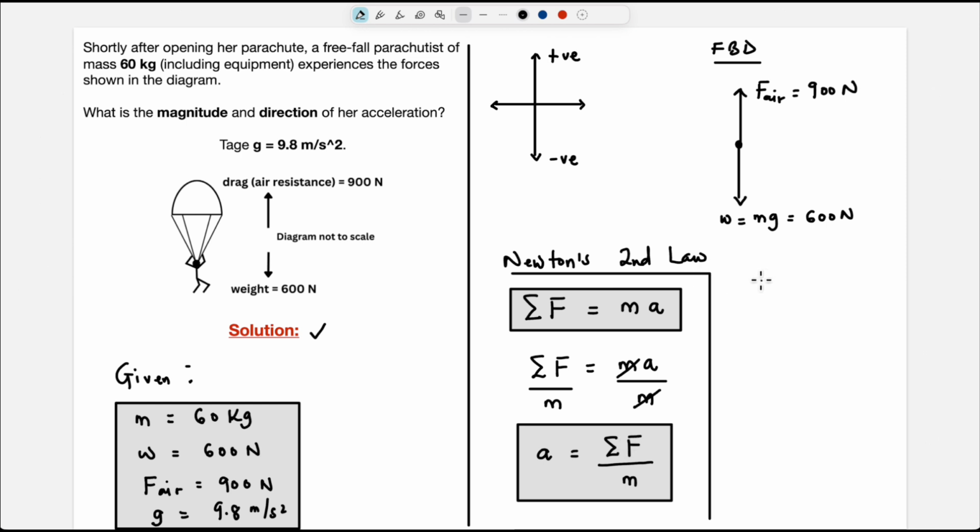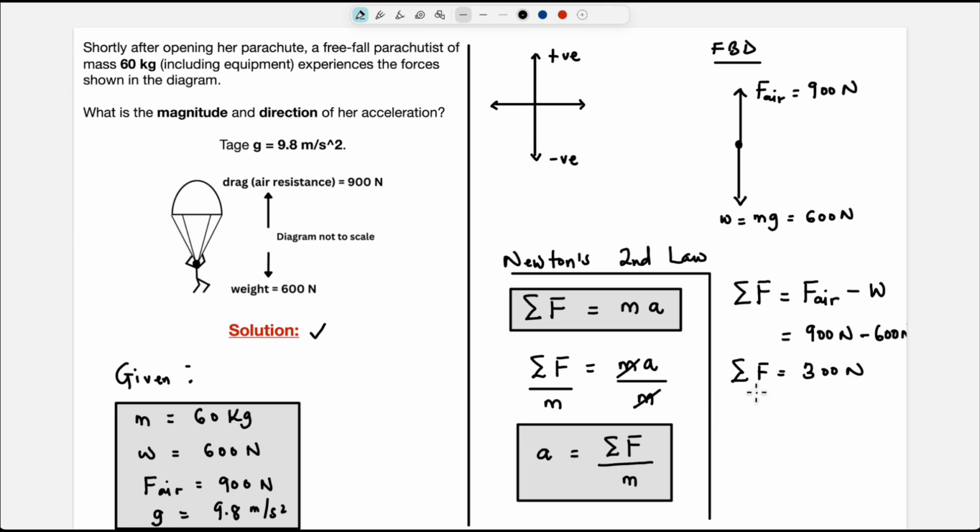Since we have this, we now have to sum all the forces acting on this parachutist in the vertical direction. To do this, the sum of all the forces, we can see that the force acting upwards is the air drag, which is F air, and then downward is negative per our coordinate system. So that is minus the weight, right? So we can substitute our values. So we will have 900 newtons minus 600 newtons, which is the weight. So the net force is going to be equal to 300 newtons.